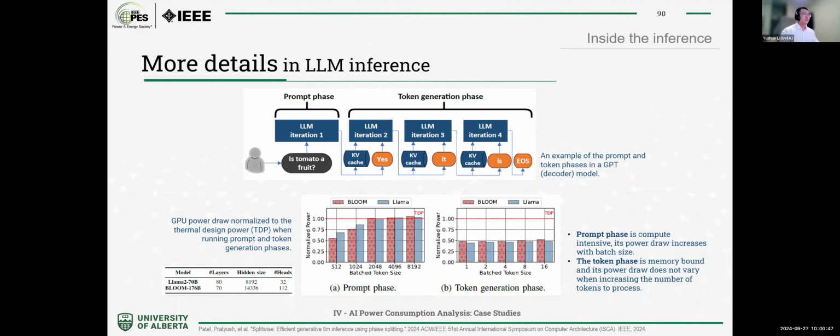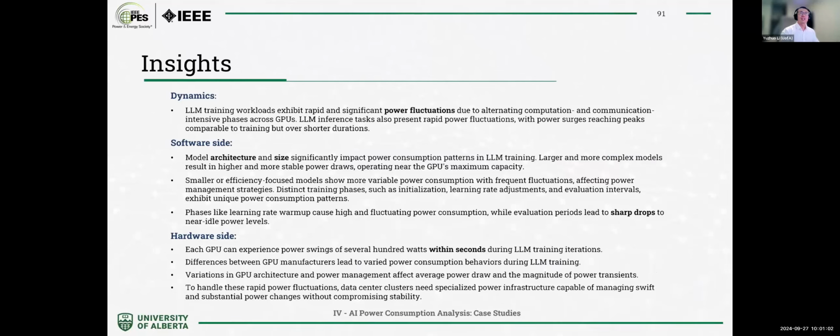These two phases actually have different power consumption models. This work is based on Microsoft's really interesting work published in 2024. So here we conclude all the insights based on all the case studies we have done.